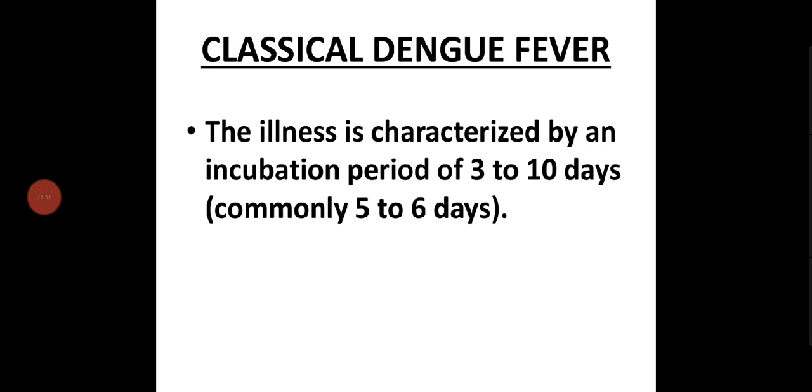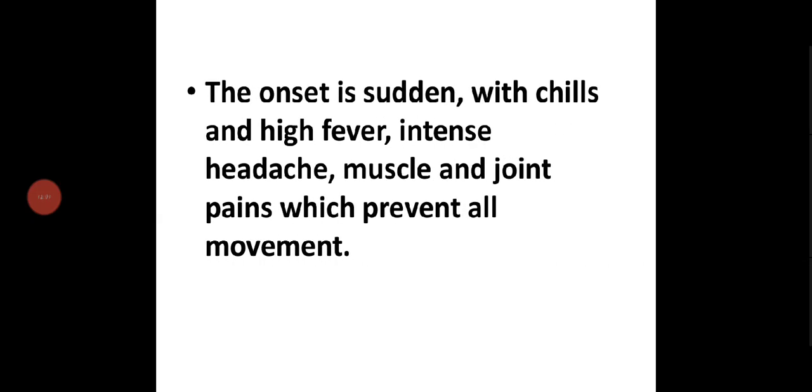Classical dengue fever. The illness is characterized by an incubation period of 3 to 10 days, commonly 5 to 6 days. The onset is sudden with chills and high fever, intense headache, and muscle and joint pain which prevent all movement. When there is joint pain, you cannot move. That much pain will be there. And associated with that, there will be high fever, intense headache, and chills.